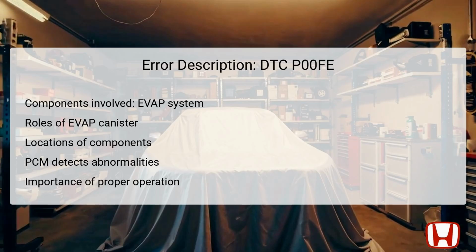Each of these components plays a significant role in ensuring that harmful vapors are effectively managed, thus preventing them from escaping into the environment. If any blockages are present within these linked systems, they could lead to an increase in emissions that may ultimately affect vehicle compliance with regulations.